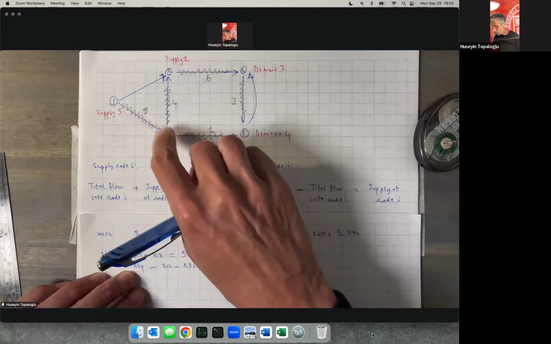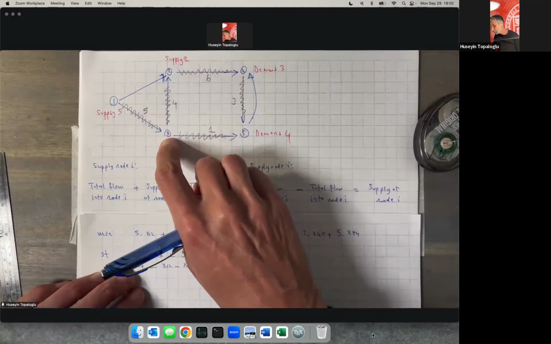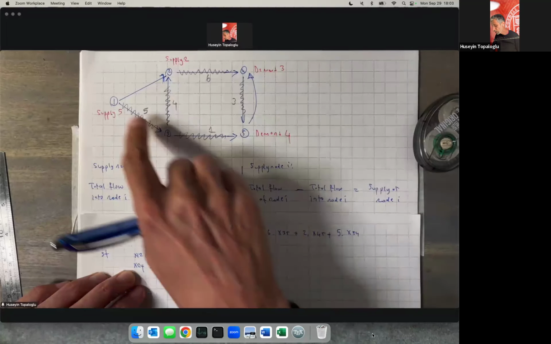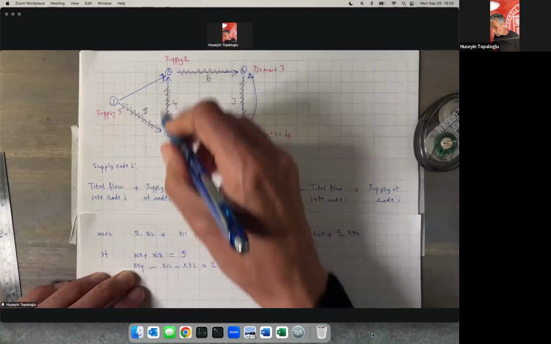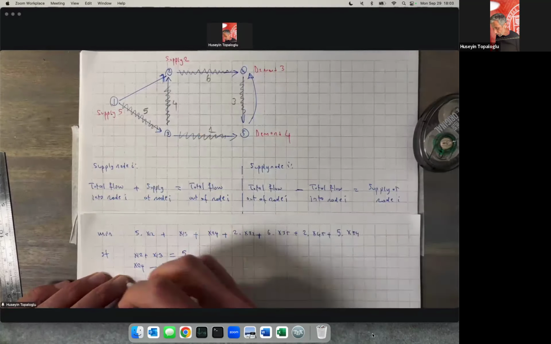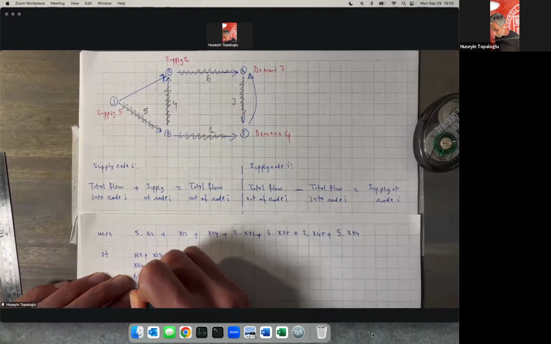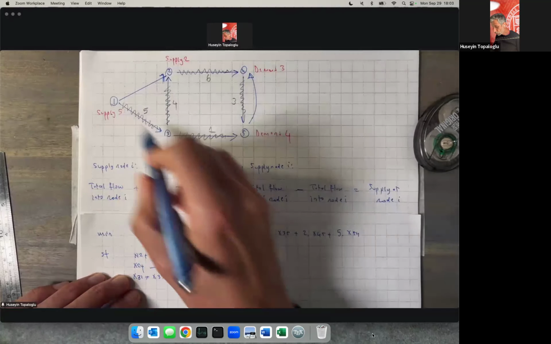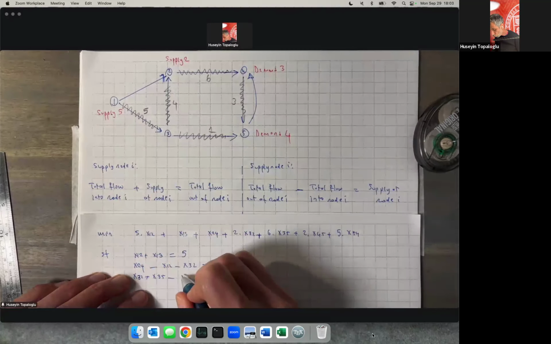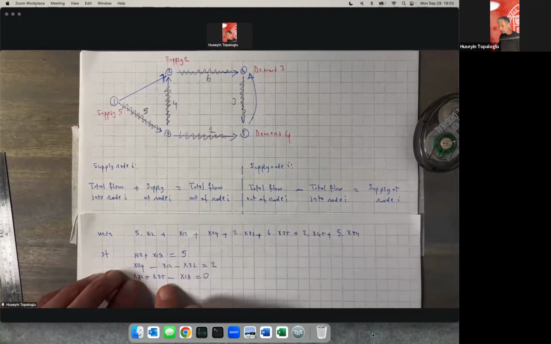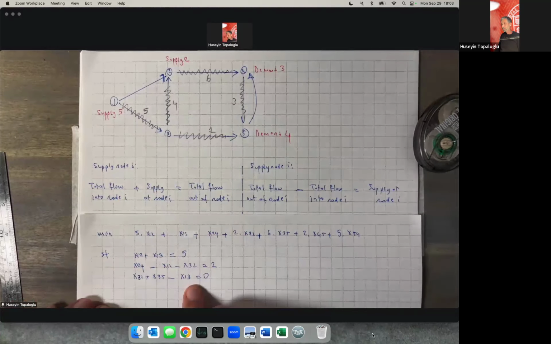Let's write down the flow balance constraint for node 3. Node 3 is neither a supply nor a demand node, so we're going to write a constraint that says total flow out of node 3 is equal to the total flow into node 3. The total flow out of node 3 is X32 plus X35, minus the total flow into node 3, that is X13, is equal to 0. So it says total flow out of node 3 is equal to the total flow into node 3.